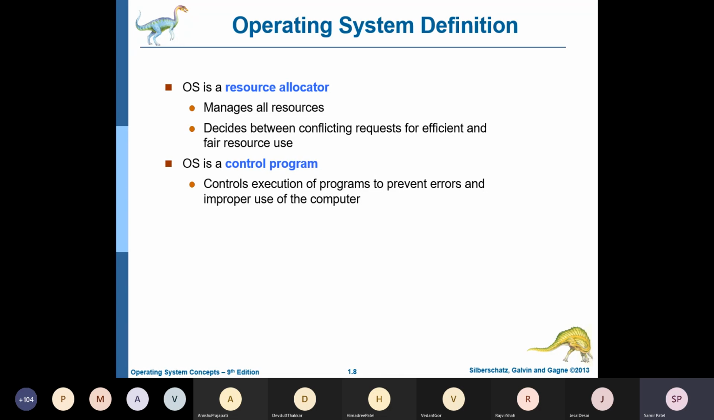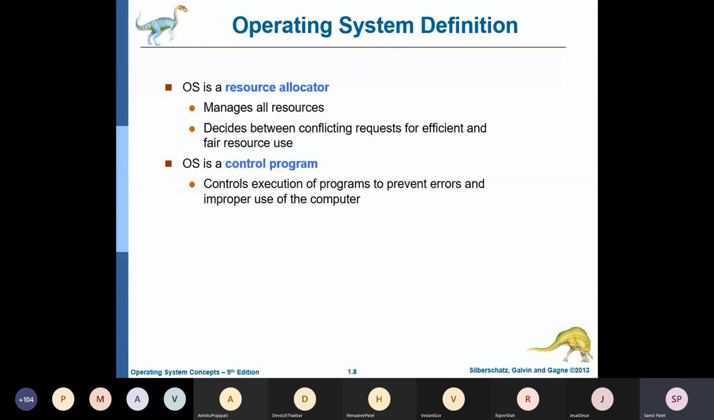So first of all it checks whether the resources it has are functioning properly or not. If they are, then it can continue, and it will load the bootstrap loader program for loading the entire operating system into memory. Also, it decides between the conflicts which are possible, basically for efficiency and fair resource use.